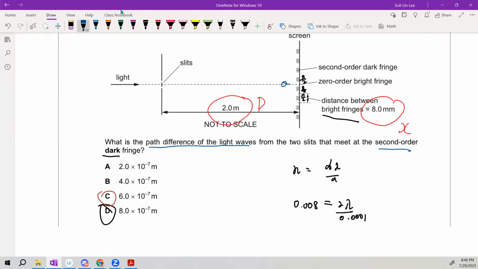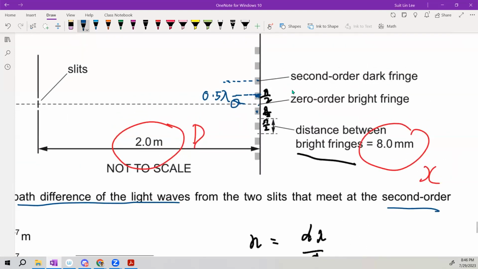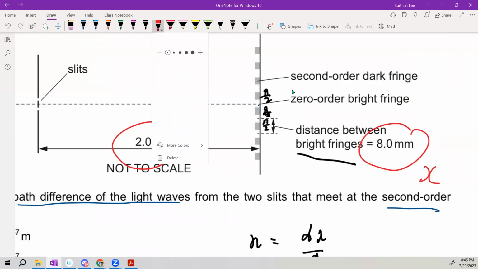Okay, I have no space to draw there. Let me see how they're labeling. 0 order bright fringe, first order dark fringe, second order dark fringe. Okay, so that means by the time I reach here, these are dark fringes. I'm not going to label the bright fringe. First order dark fringe is here. Okay, let me zoom in. Cannot see properly. Okay, so I will label both dark and bright for you now.